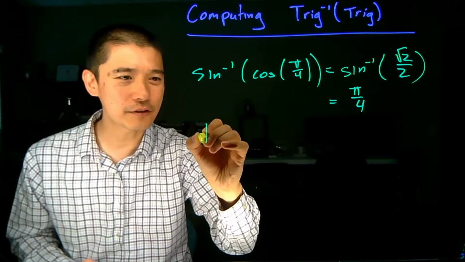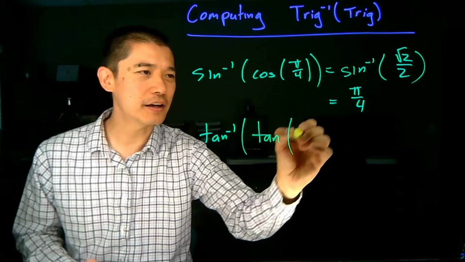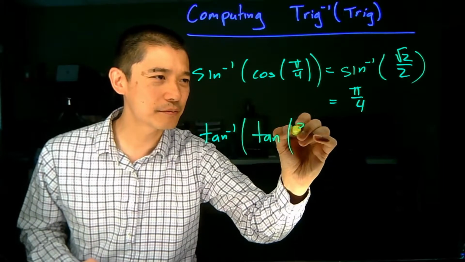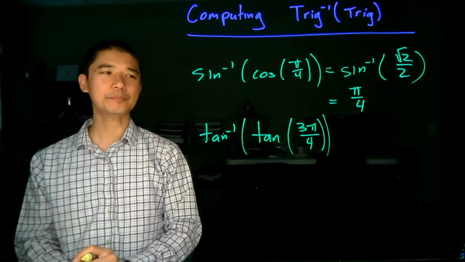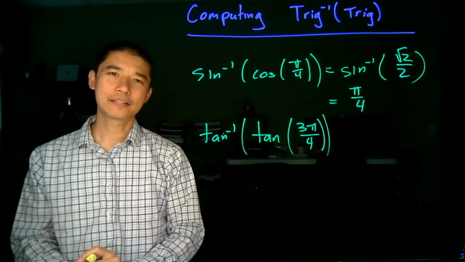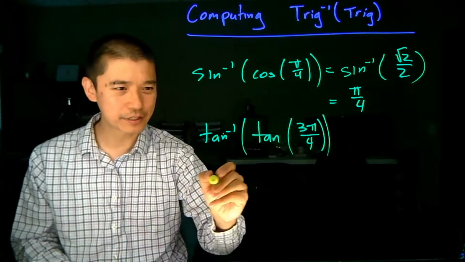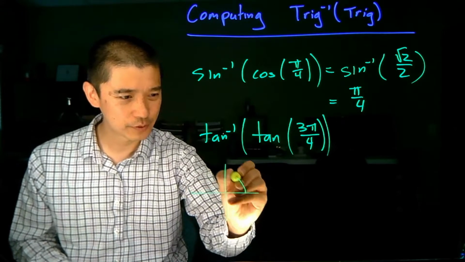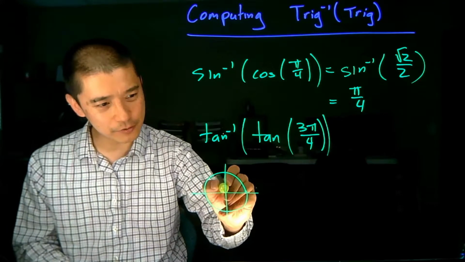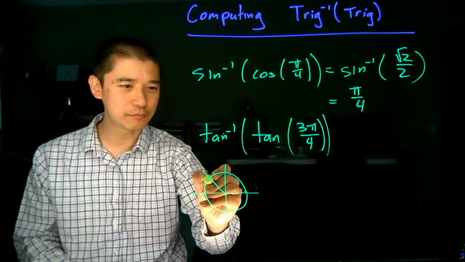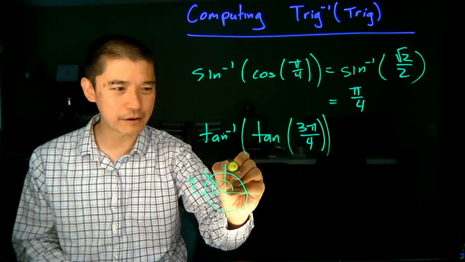Let's do inverse tangent of the tangent of 3 pi over 4. Okay. Let's take a moment and think about this. Tangent of 3 pi over 4. And sketch a little picture. 3 pi over 4 is going to be in the second quadrant, and the reference angle here will be pi over 4. And so there's our 3 pi over 4.